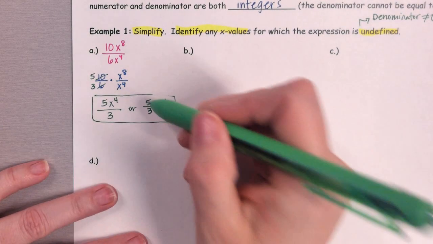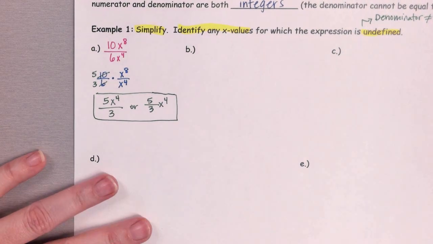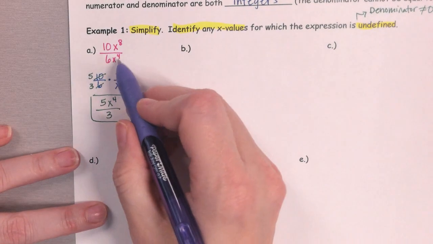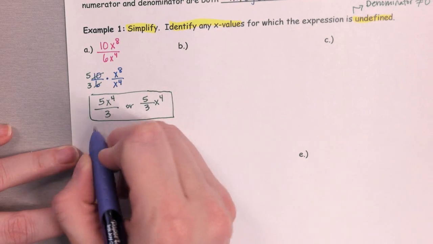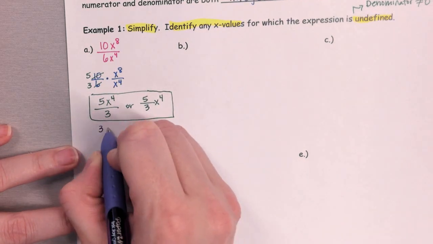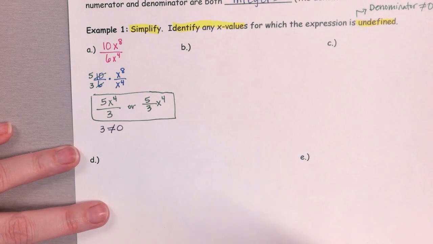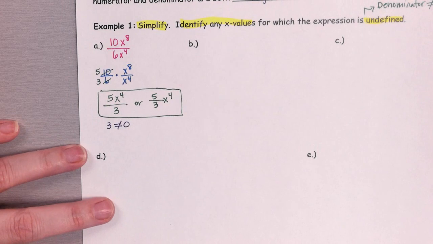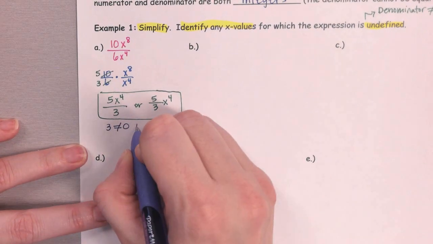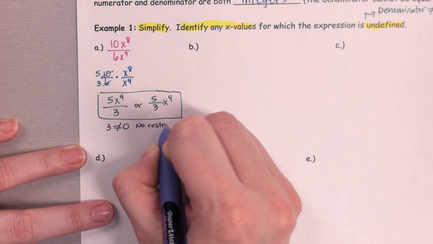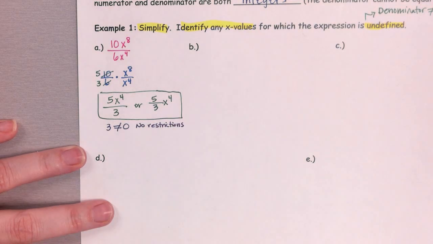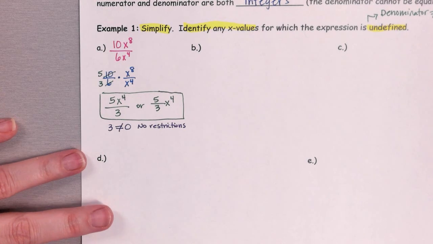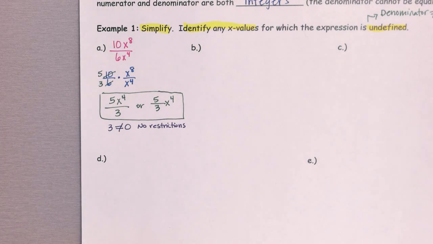So now we have to find where it is undefined. Make sure that you're using this denominator here. So you have 3. If you set 3 equal to 0, there's nothing to solve for. So in this one, you have no restrictions. You don't have to worry about saying what x can't equal for that.